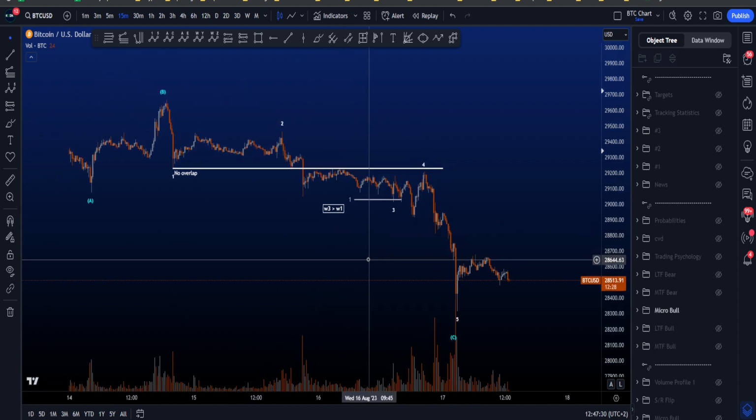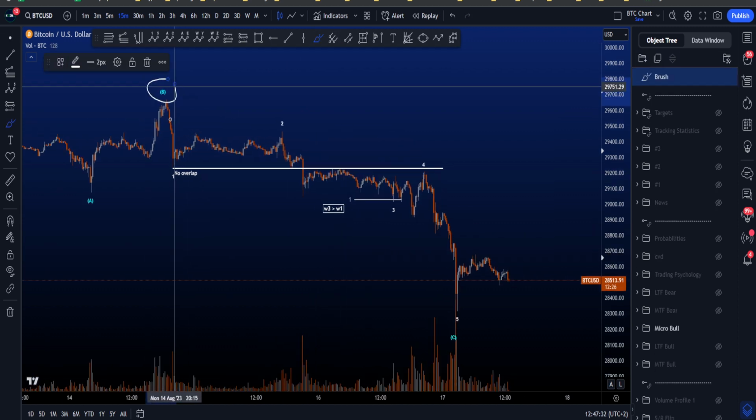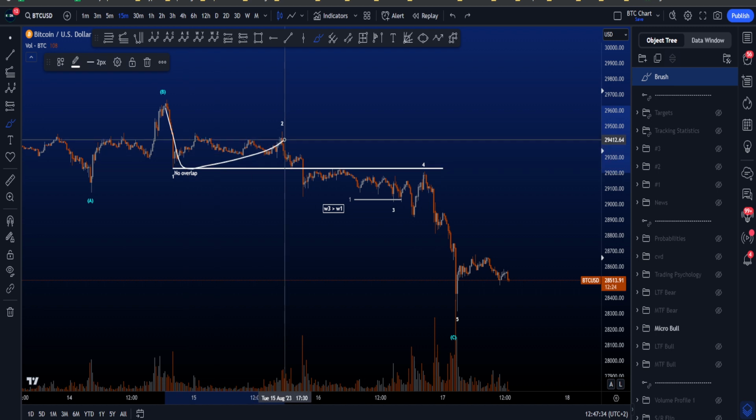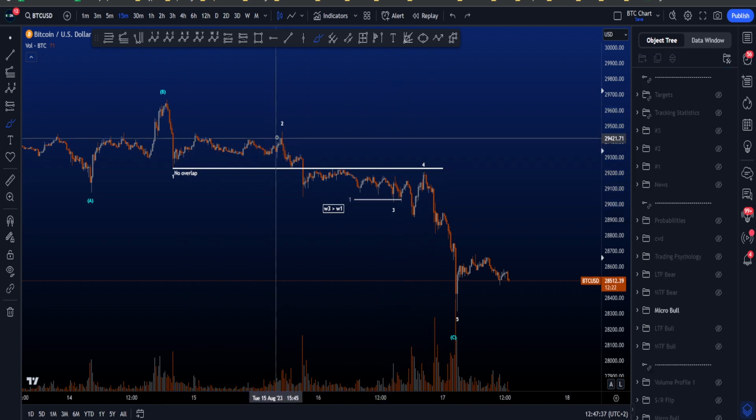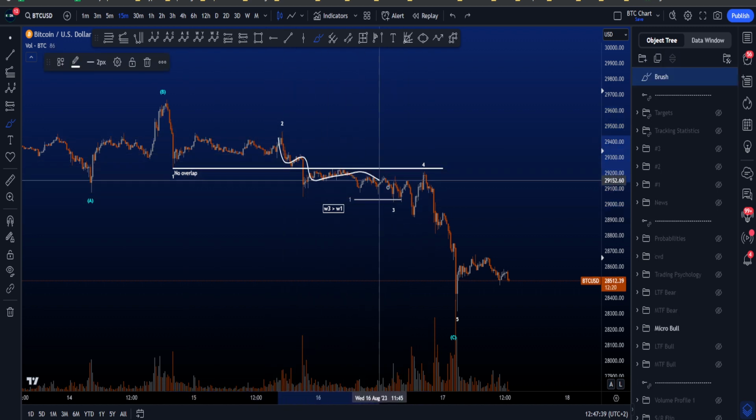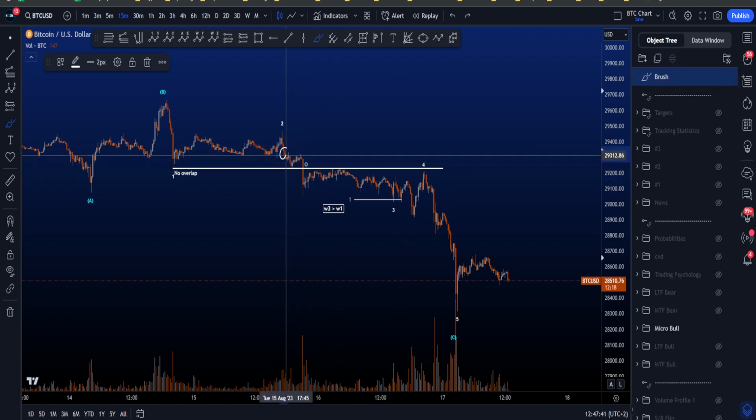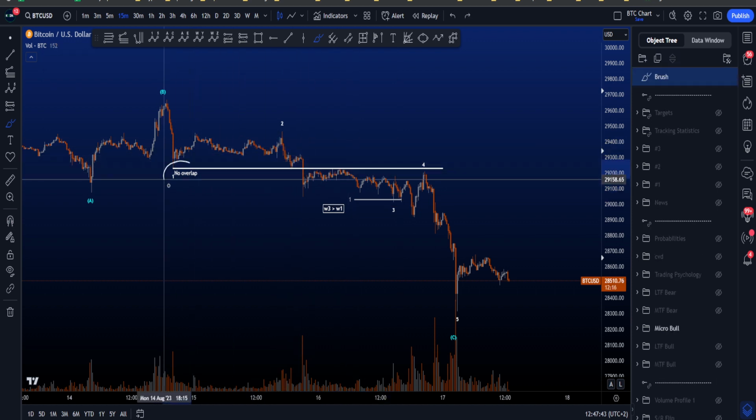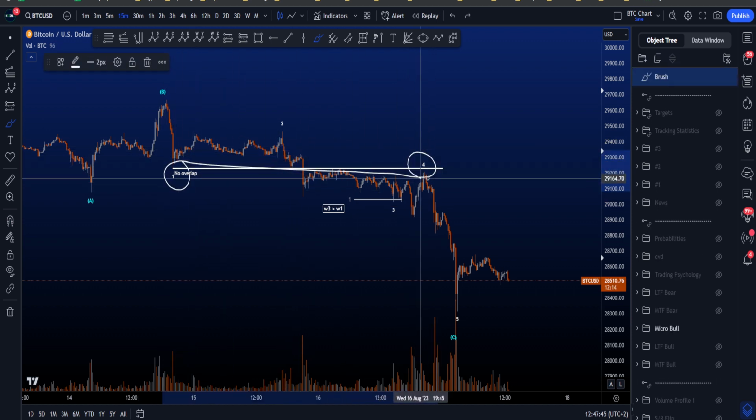As I counted it at the moment, from the high of B, we then have a wave 1, a 2, and then over here a wave 3, which then is a 1, 2, 3, 4, and a 5. There's no overlap between the wave 1 and 4 over here, and also no overlap between this wave 1 and this wave 4.